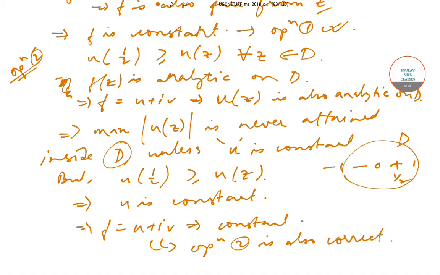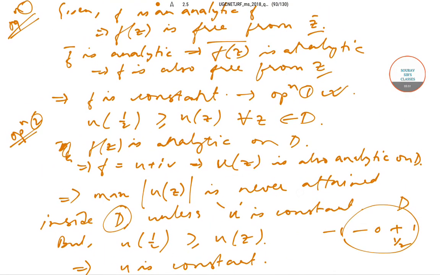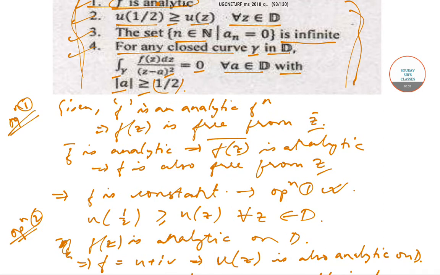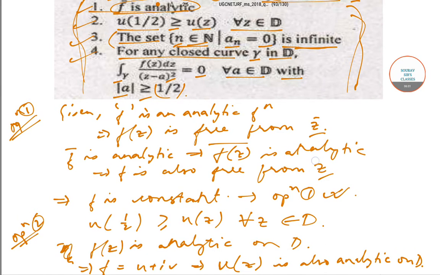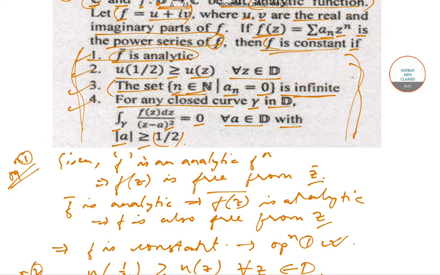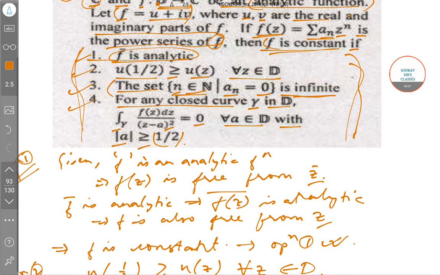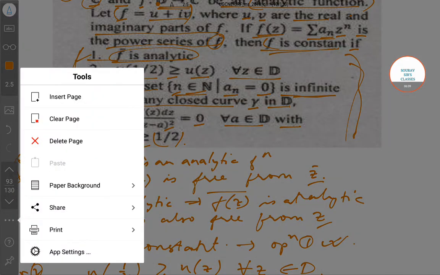Now let's shift our focus to option 3. In option 3 it has been given that the set of n, where n belongs to the set of natural numbers and a_n is equal to 0, is infinite, and in that case the function f is constant. So for this, let me insert a new page over here.